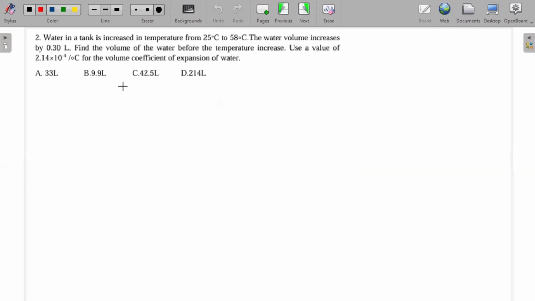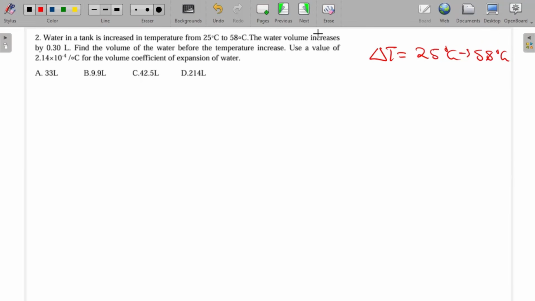And question 2 is saying water in a tank is increased in temperature from 25 degrees Celsius to 58 degrees Celsius. The water volume increases by 0.30 liters. Find the volume of the water before the temperature increase. Use the value 2.14 times 10 to the power minus 4 per degree Celsius for the volume coefficient of expansion of water. So they've given us the temperature change, delta T, from 25 degrees Celsius to 58 degrees Celsius.